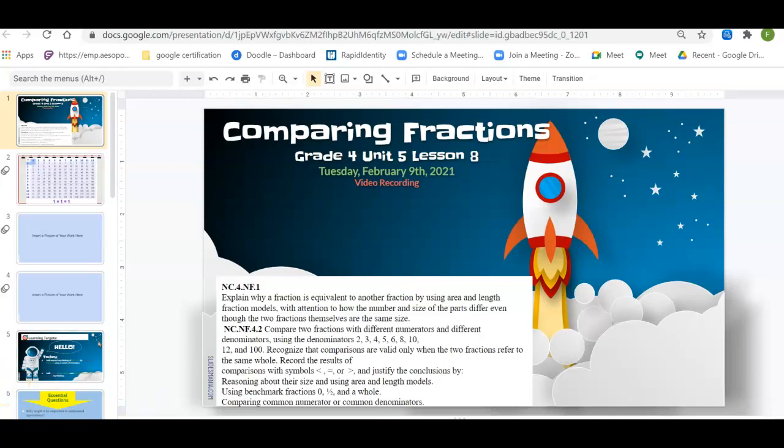Today is Tuesday, February 9th, and today, students, we're going to be working on comparing fractions, and we will be working on lesson number 8.